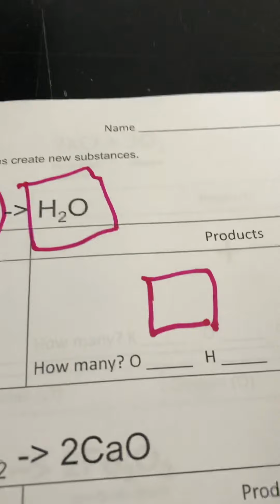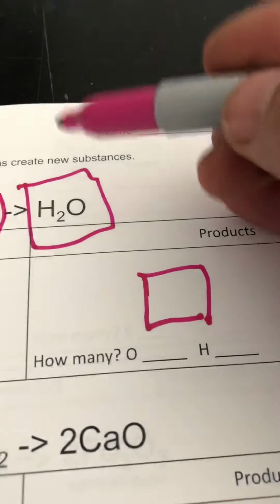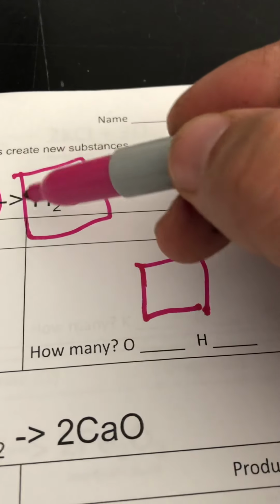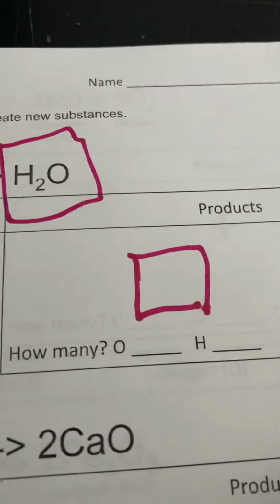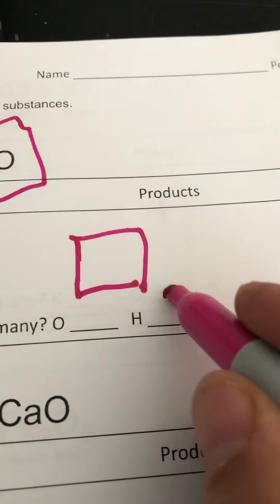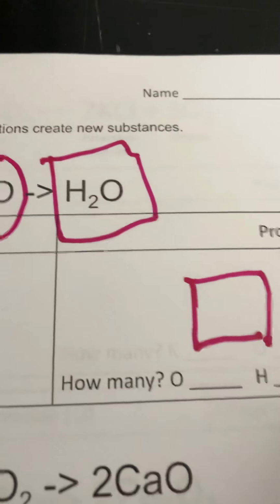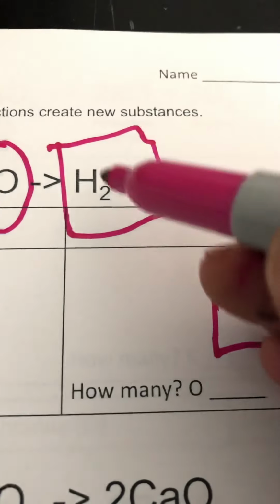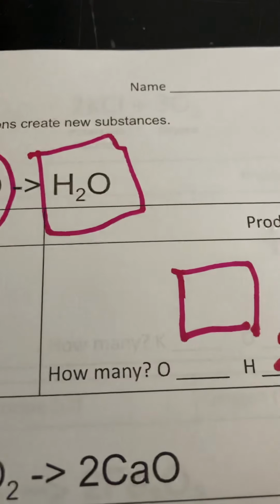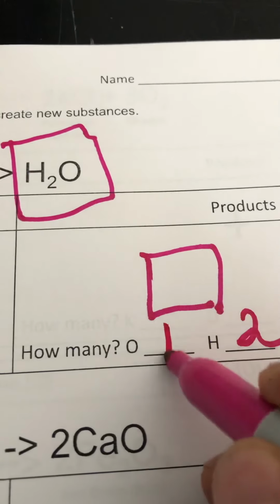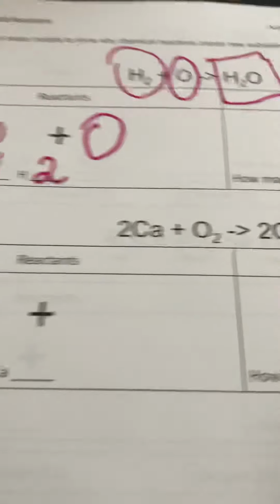Let's go to the products. How many hydrogens do you have? Well, this 2 belongs only to hydrogen. So how many do you see? 2. So we're going to write down 2 right here. How many oxygens do you see? I see only 1 because this 2 belongs to hydrogen. So we're going to write down 1 oxygen. Okay, let's try the next one.